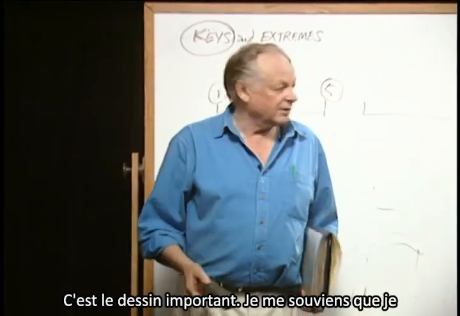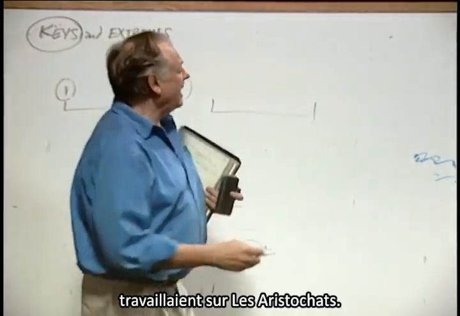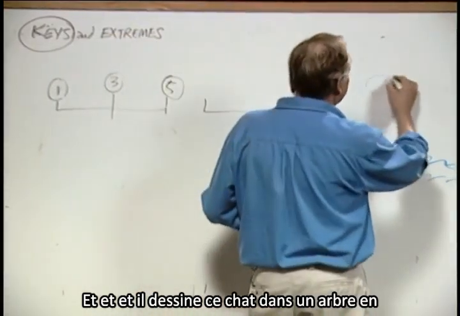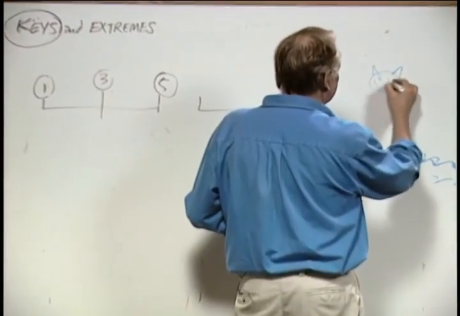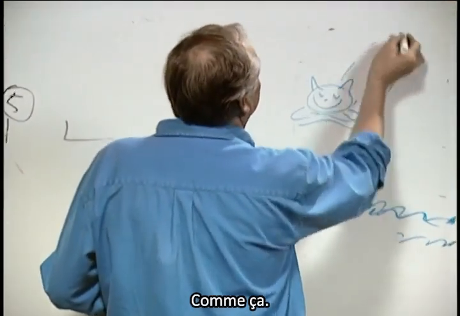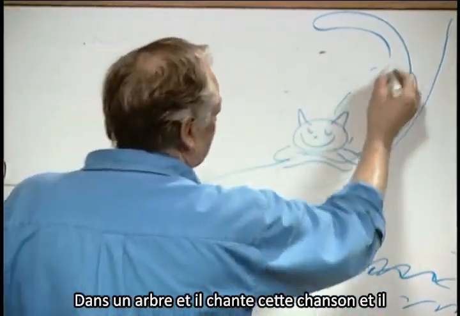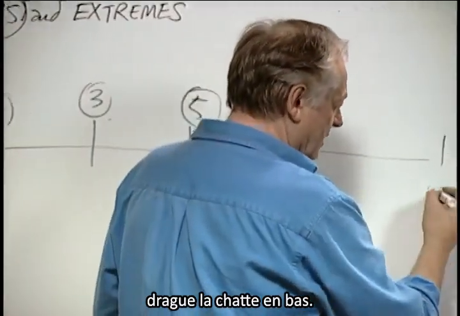That's the important drawing. I remember I went into Frank Thomas one day, and they were working on The Aristocats. And he's drawing this cat up a tree, smiling, chatting up the lady cat, sort of like this, up in the tree, and he's singing this song, and he's chatting up the lady cat down here.